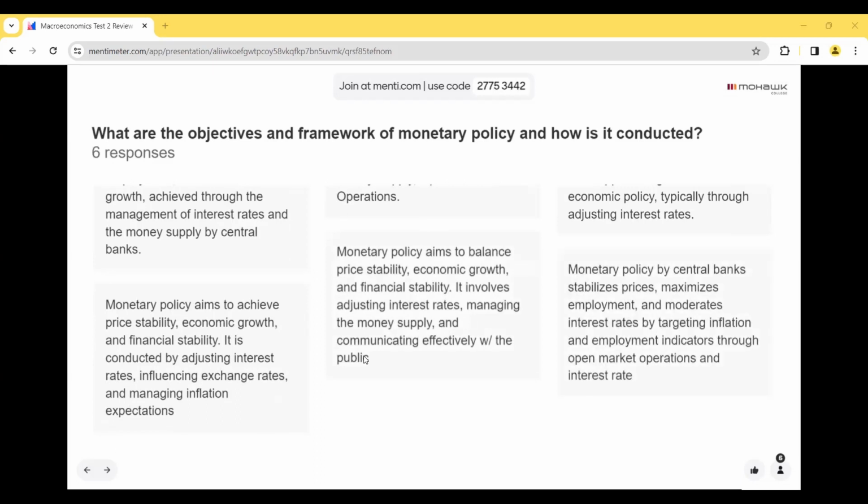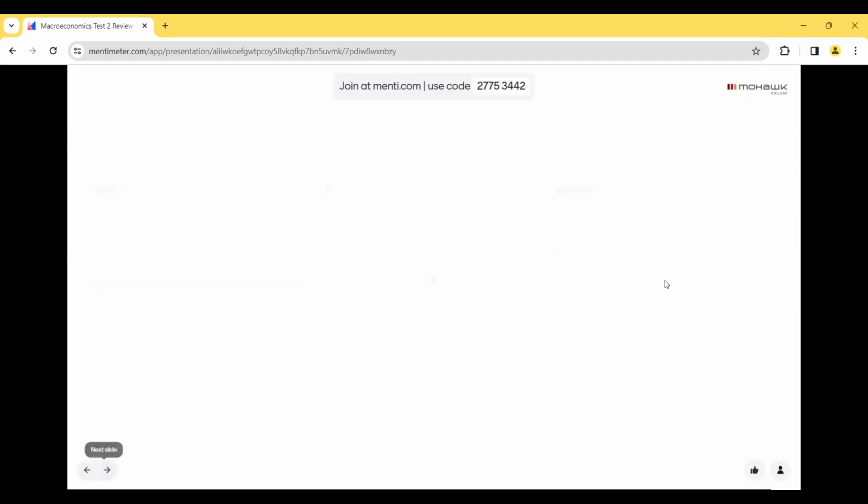Monetary policy aims to balance price stability, economic growth, and financial stability. It involves adjusting interest rates, managing the money supply, and communicating effectively with the public. Monetary policy by central banks stabilizes prices, maximizes employment, and moderates interest rates by targeting inflation and employment indicators through open market operations and interest rate adjustments.